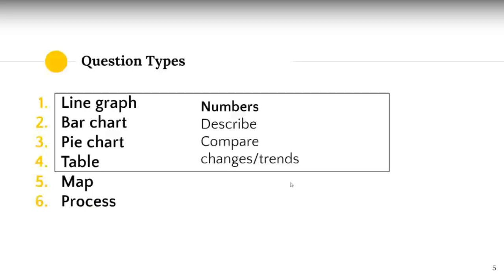But in maps and process, for example, in maps, you have to compare 2 pictures of a city or something. And in process, of course, you have to describe a process. Since these 4 are related to each other, the first lesson, line graph, is very important, because everything you're going to learn in today's lesson will be important in the 2nd, 3rd, and 4th lesson. So just pay attention to the class. Now let's move on.